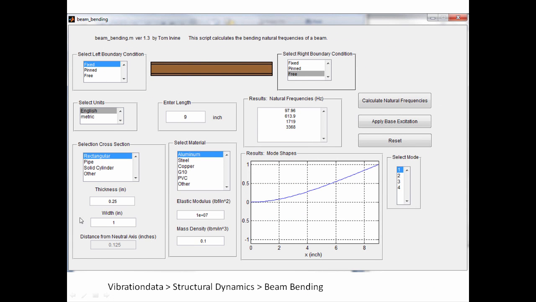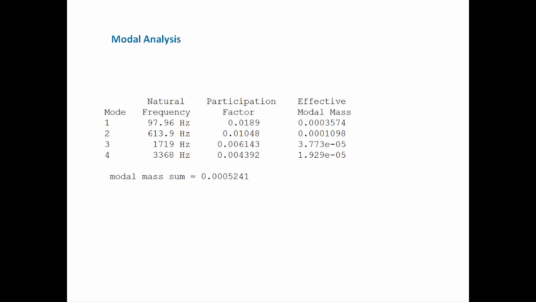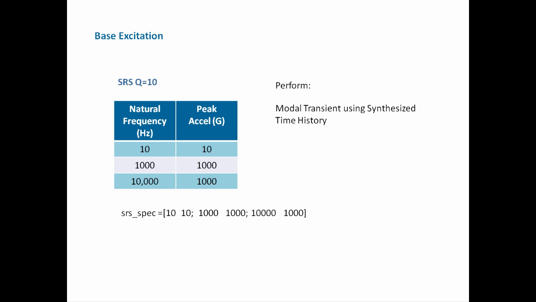Okay, let's go back to slides here, and I've got a pathway to get to this GUI menu or function, whatever it's called. Just a reminder there. And we already took a look at the modal analysis for the first 4 modes. Okay, let's take a look at a shock response spectrum specification. And this is SRS Q is equal to 10. And we have 10 hertz, 1,000, and 10,000 hertz with corresponding peak accelerations, 10, 1,000, and 1,000 G.